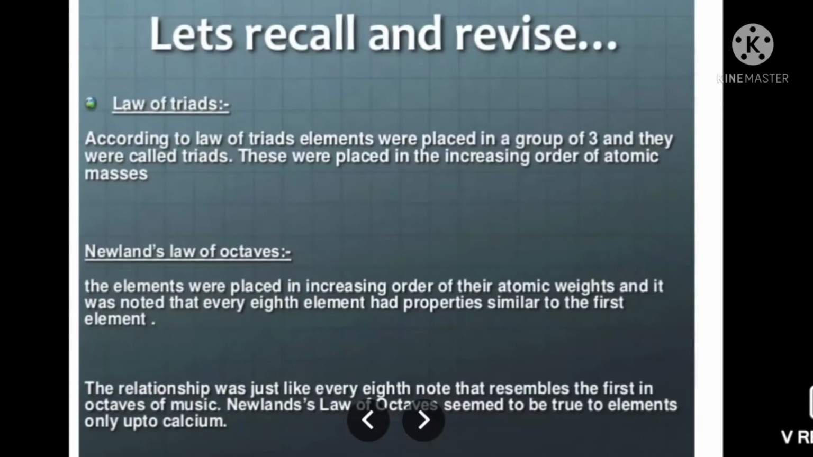In music, we know that sa, ri, ga, ma, pa, da, ni, sa. The first note and the eighth note are identical. Like that, every first element resembles the eighth element in its properties. And Newlands' classification failed badly while dealing with the heavier elements beyond calcium.